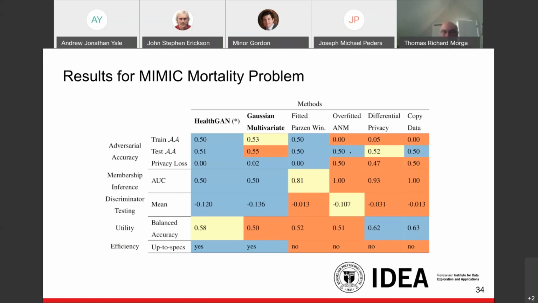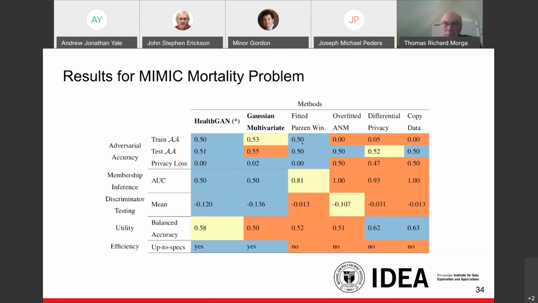The overfit method is basically just a version of a model that's going to be overfit to the original data. It also requires real data fed into it to generate data, so it's not really a candidate for being able to be exported from the secure environment.